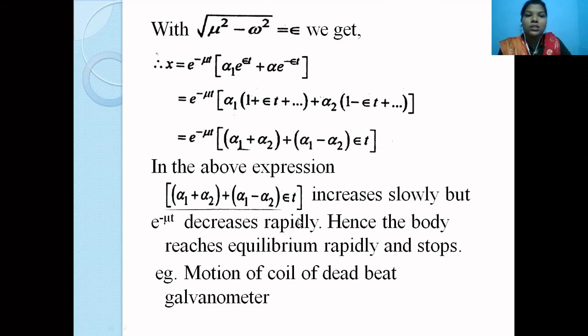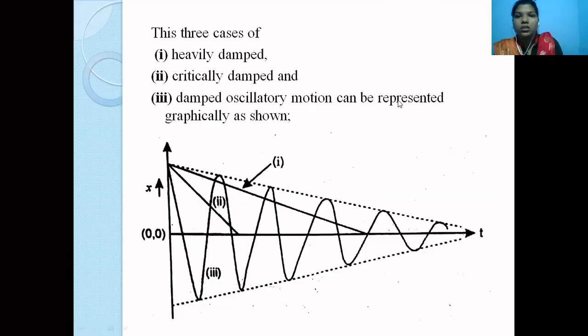Okay, so this is the second case that we have discussed, where our mu square was equal to omega square. This is all we have to talk about in this topic of damped oscillations. We will talk about forced oscillations in the next lecture. So we stop it at this point.